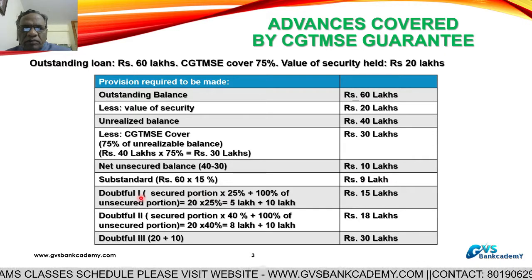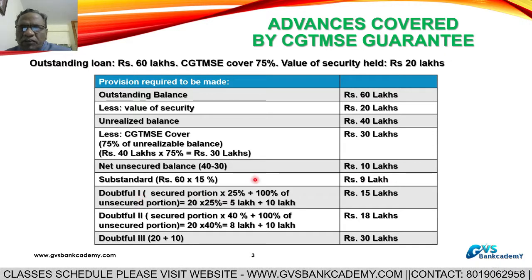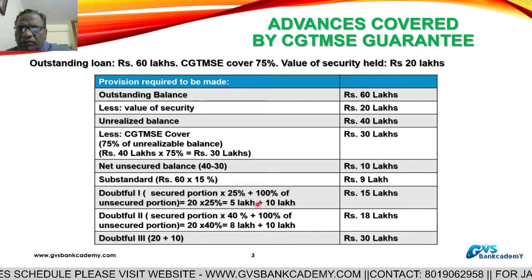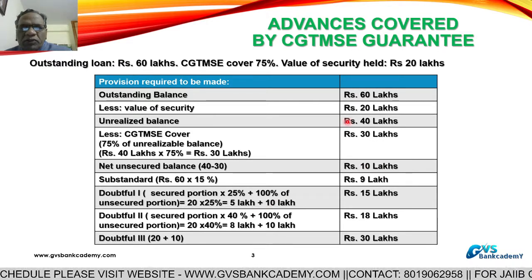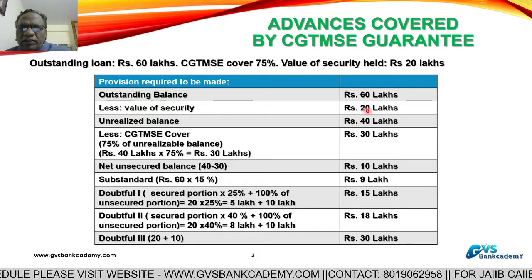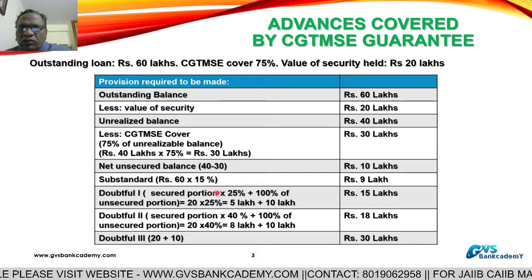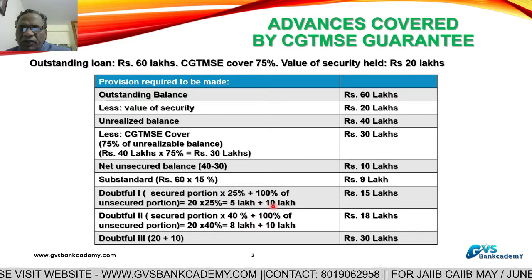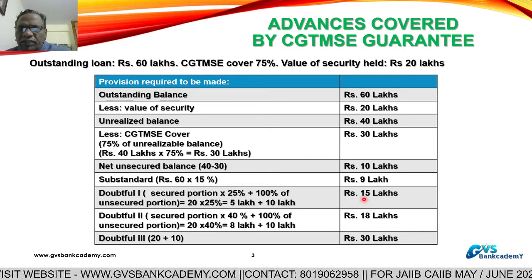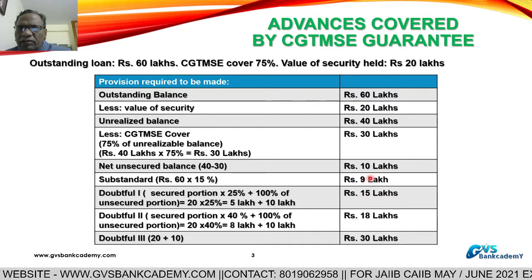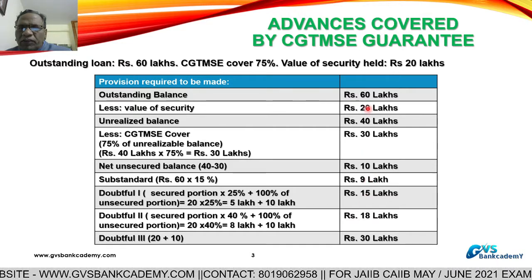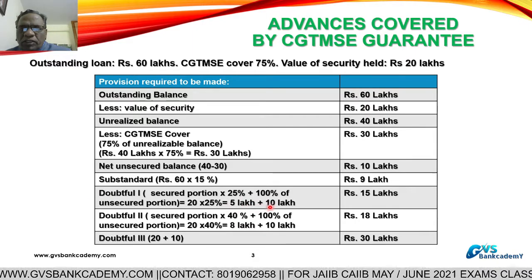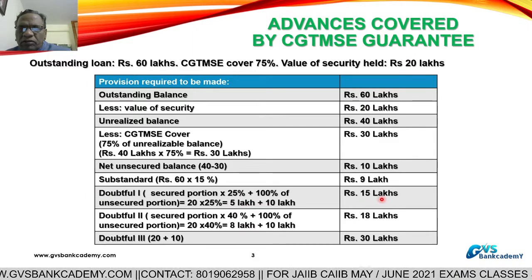Doubtful 1: the unsecured portion is 100%, so 10 lakhs you have to take. Secured portion is 20 lakhs into 25%, that is 5 lakhs. 5 lakhs plus 10 lakhs, that is 15 lakhs. So unsecured 10 lakhs, secured portion 25% means 5 lakhs. Total doubtful 1 provision is 15 lakhs in this borrowing account.